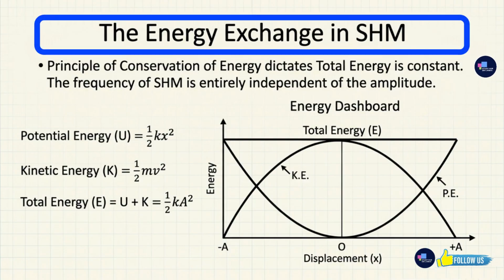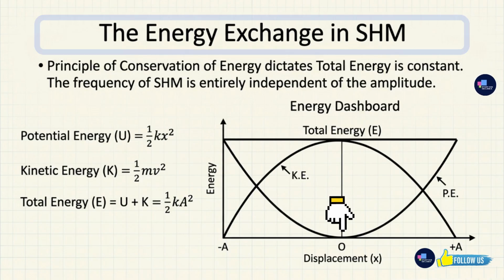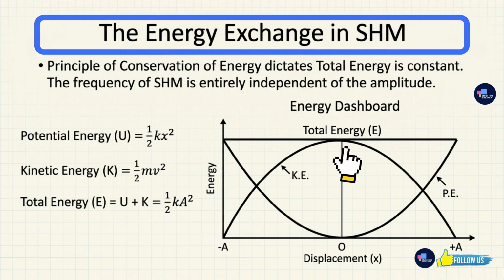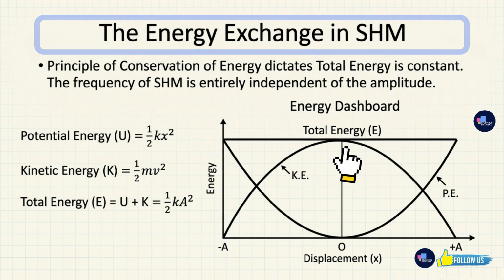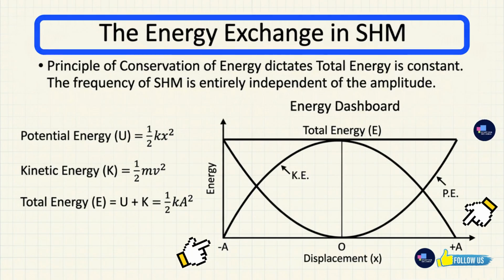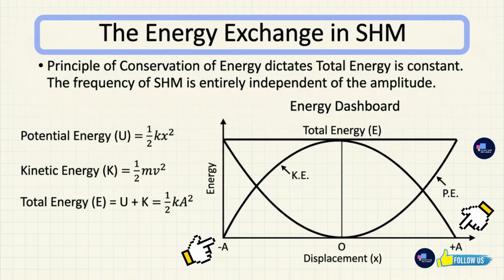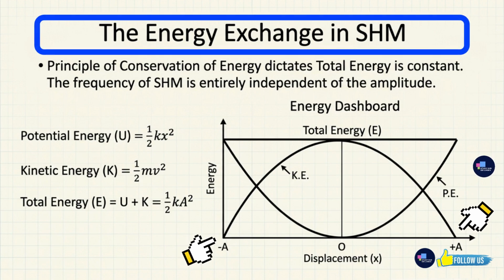As the body rushes through the center equilibrium point, its restoring force drops to zero, but its speed is at an absolute maximum. Right there, kinetic energy is at its peak, but because it's moving so fast, it overshoots the center. As it pushes out to the very edges, the amplitude, it slows down and literally stops for a tiny fraction of a second. At that exact edge, kinetic energy is zero, and potential energy takes over completely.